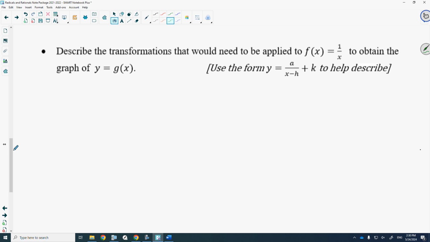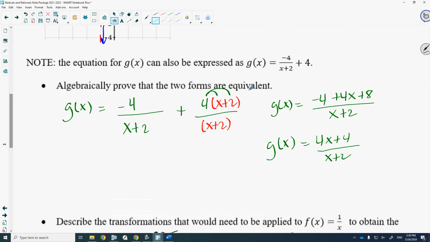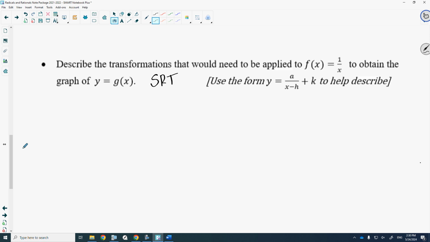Okay, so remember that we always want to do SRT. So we want to do our stretches, reflections, and then translations. So if I match it up to this here, actually I'm going to write that. They want me to use this form. So we're going to use the form y is equal to negative 4 over x plus 2 plus 4. Okay, I'm going to start with the a value, which is negative 4.